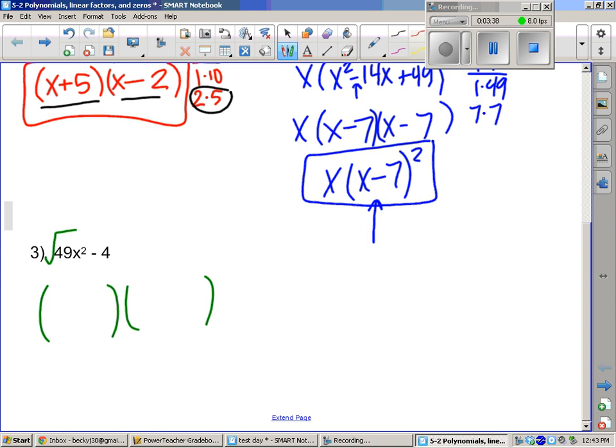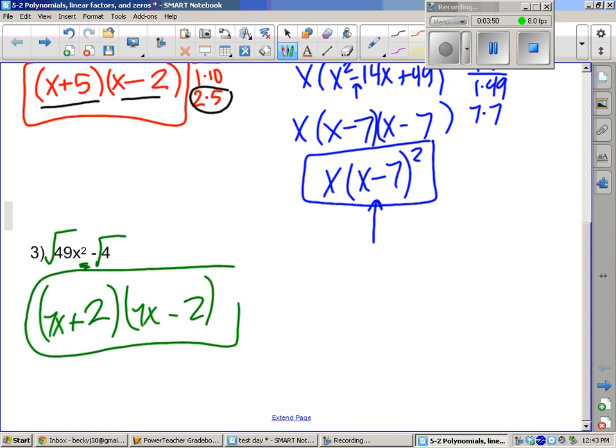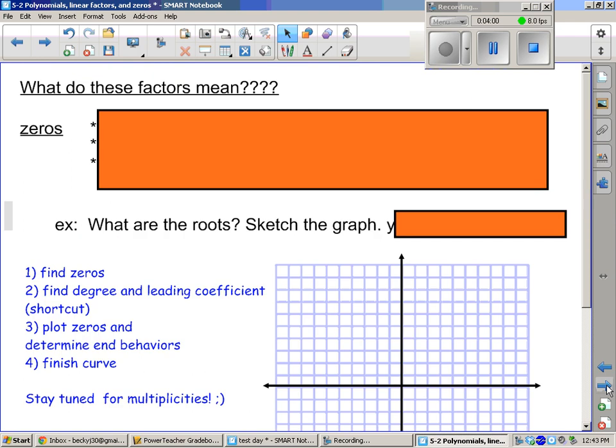Square root of 49x squared is 7x. That's going to go in our first places. And then square root of 4 is 2. For there to be no middle term, the signs must be opposites, because they'll cancel out. That's the quick way to do it. Some of you like to put a 0x in the middle and do it the long way. That's okay too. It'll just take a little while to get there. So, all right, moving on.